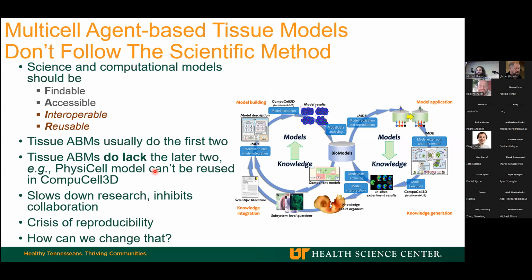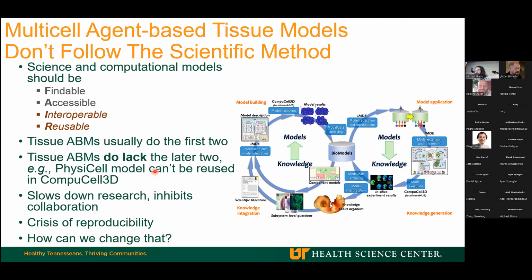So what's the issue right now? ABMs are not FAIR. They are findable and accessible, but they are definitely not interoperable. And most of the time they are not reusable. Chichi experienced this by having to re-implement the TB model to find new stuff. And that's something that I think a lot of us have done in the past.